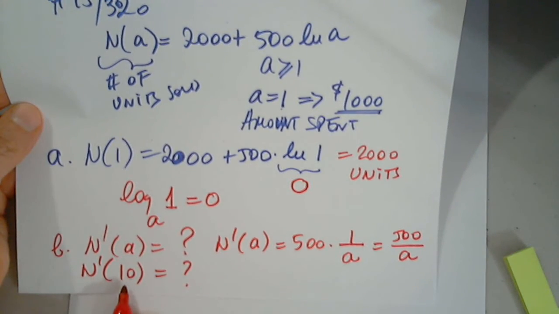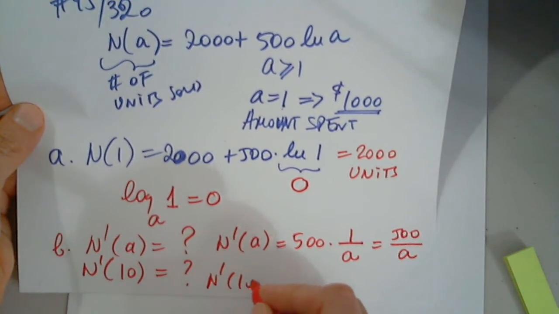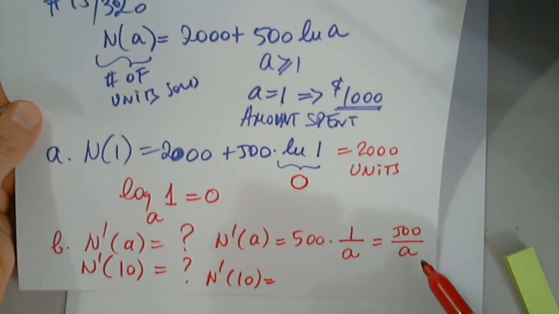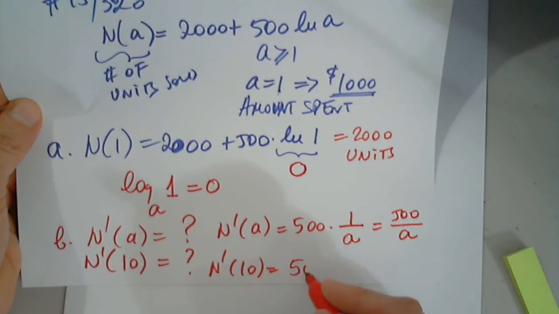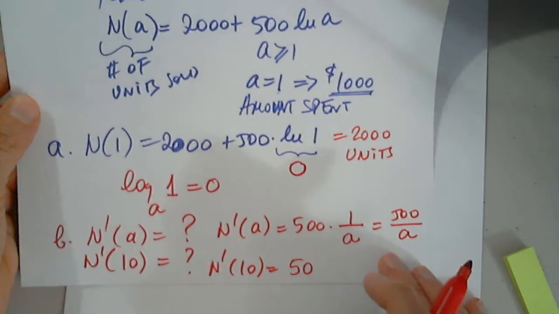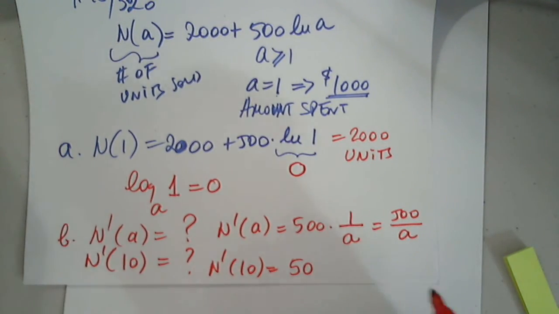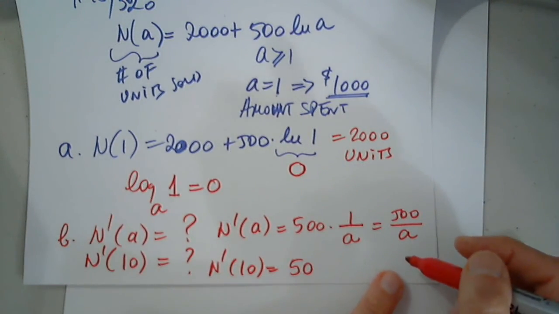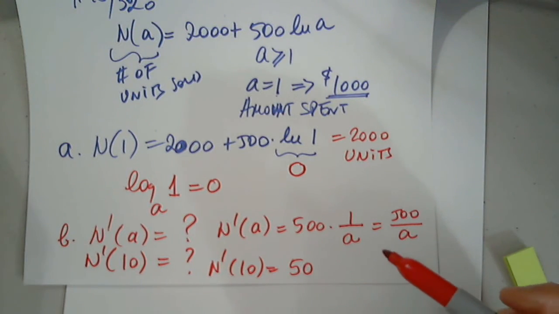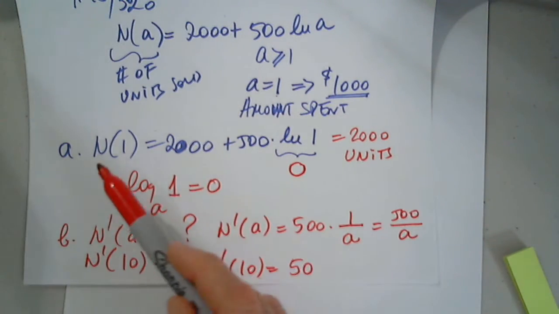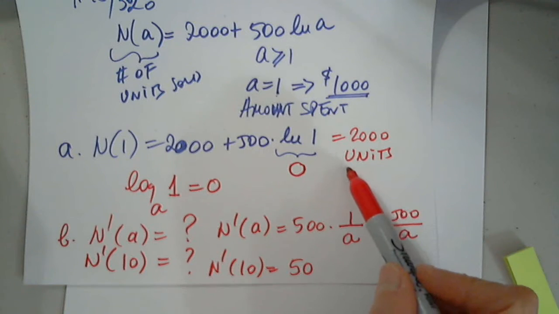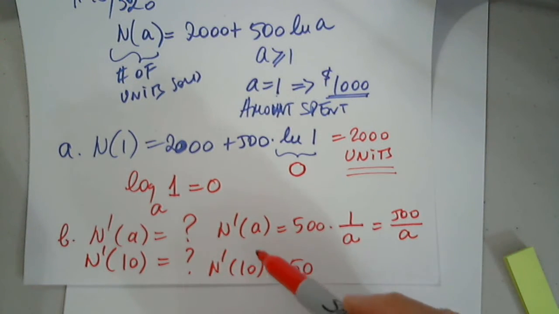Because I'm asked to find N prime of 10, N prime of 10 will simply be 500 divided by 10, which is 50. What is the measurement unit? So N prime of A in general, N is the number of units, so we wrote that here. But N prime of 10, what will it be? The answer is 50. But what is the measurement unit for 50?